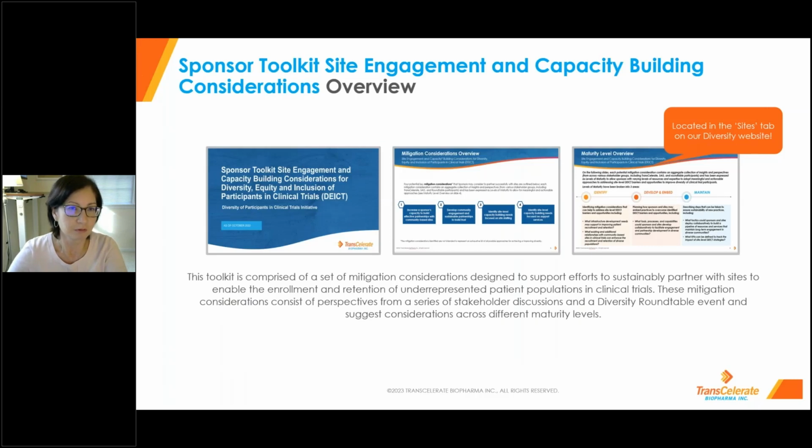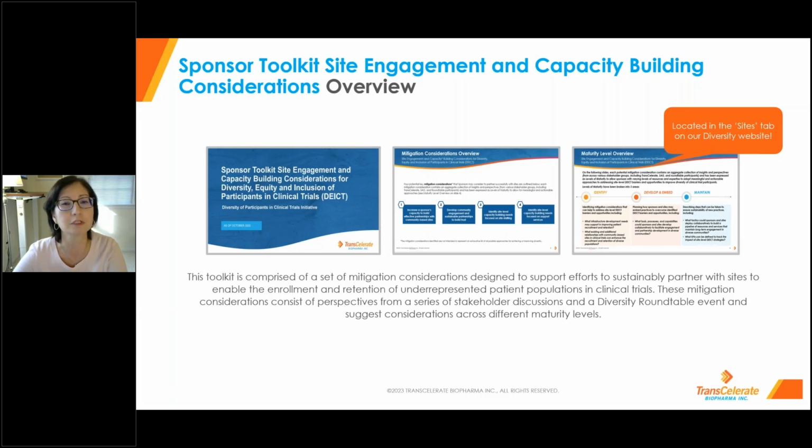And so you may be thinking, so what are these strategies and what do you mean by partnership and what does implementation look like? Those are some of my thoughts when I think about these descriptions of partnership and DEICT, what makes it successful. So let's start with strategies. TransCelerate has developed a number of tools. One is the sponsor toolkit, and it's provided to share understandings of diverse communities' healthcare and clinical research capacity needs. And what they did was collect perspectives from a series of stakeholder discussions and diversity roundtable events.